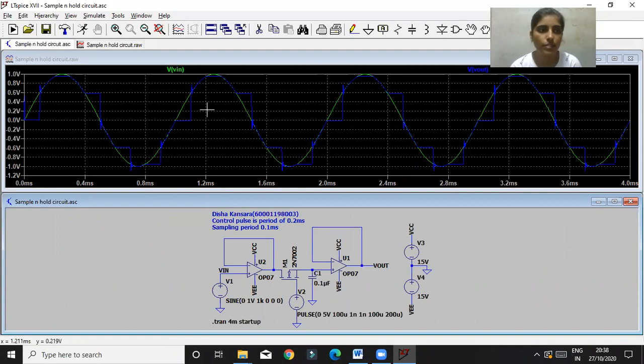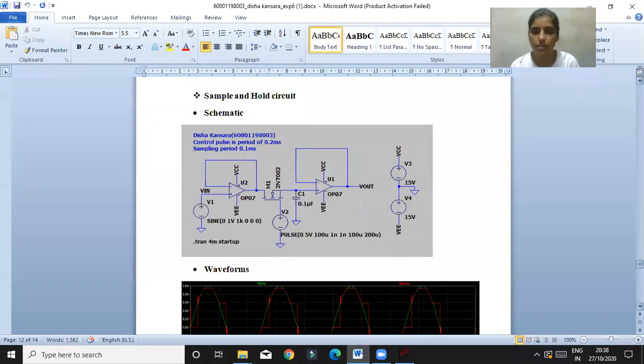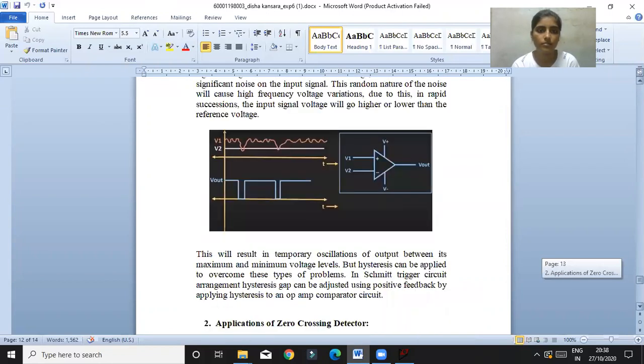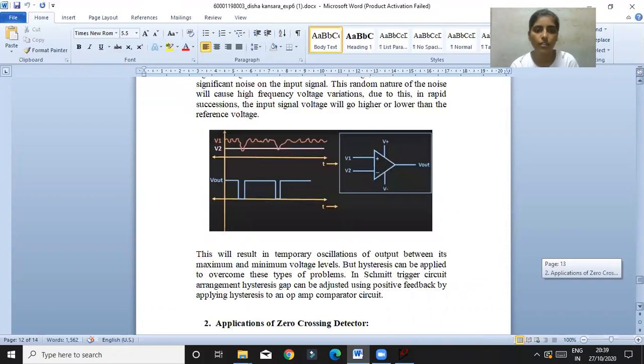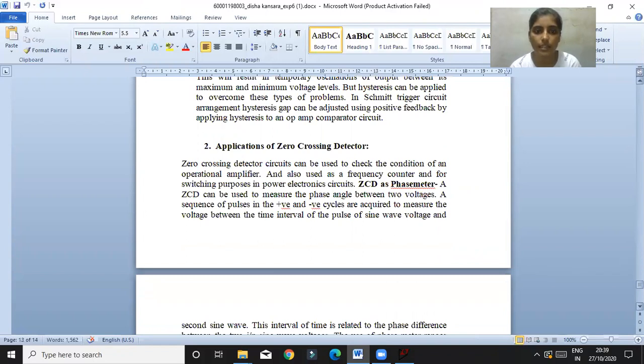This is the output of this sample and hold circuit, which I already performed. So this is the output of the sample and hold, where I have also written some applications for the zero crossing detector, which is used to check the conditions of the operational amplifier and is also used for frequency counters and switching purposes in power electronic circuits.